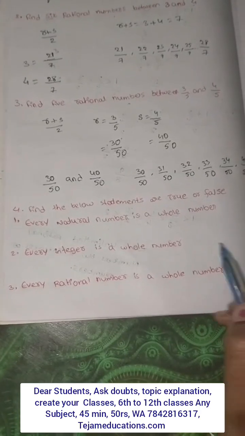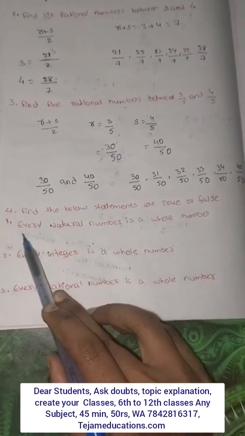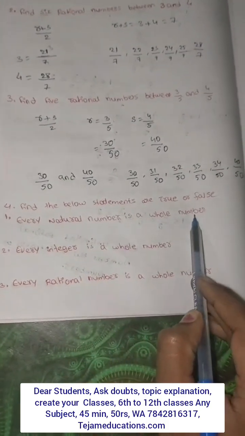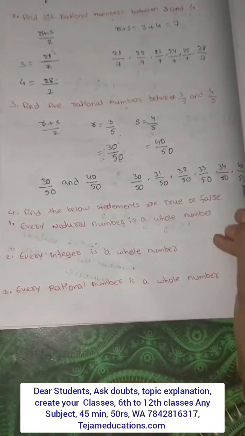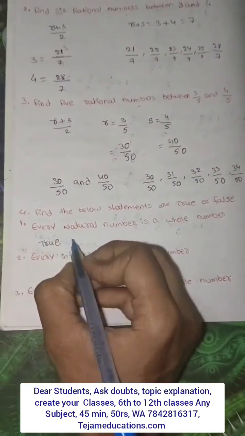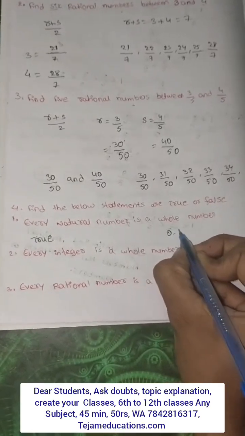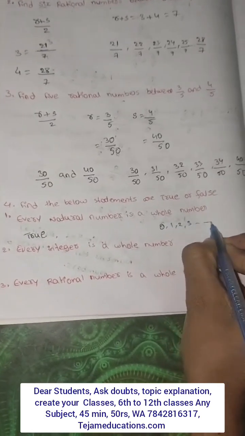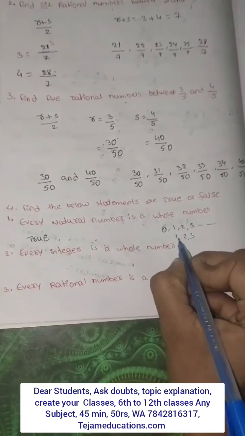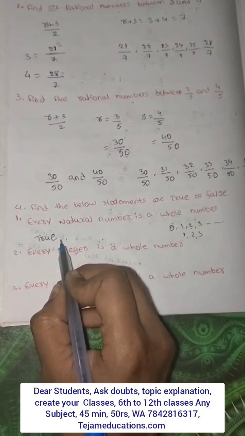Now the next question: find whether the statements below are true or false. First statement: every natural number is a whole number. Is it true or false? It is absolutely true, because whole numbers start with 0, 1, 2, 3 and so on, and natural numbers start with 1, 2, 3. So all natural numbers are whole numbers, that's why it is true.